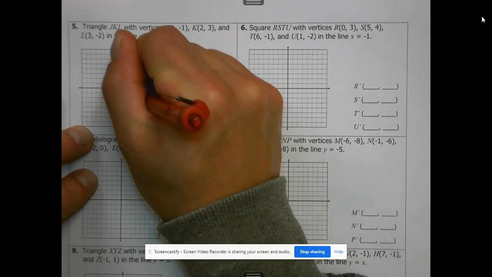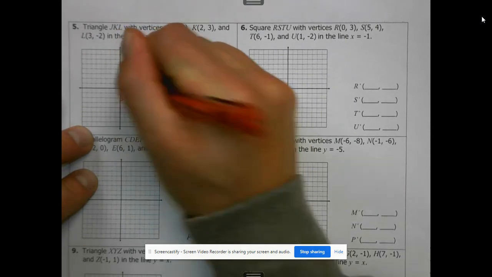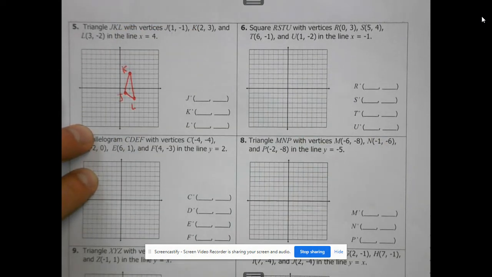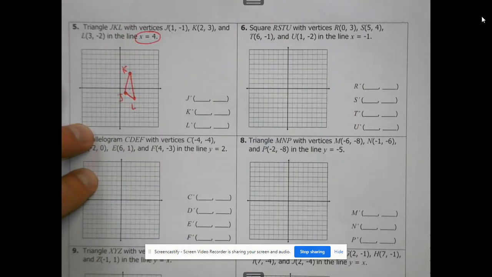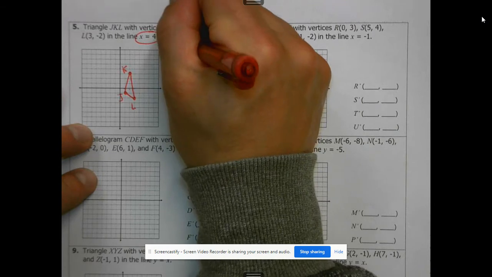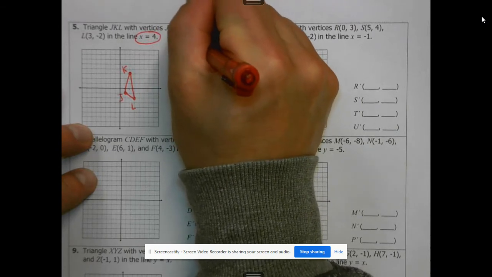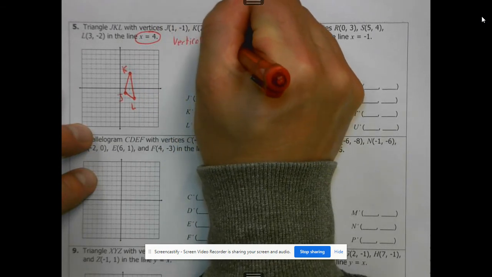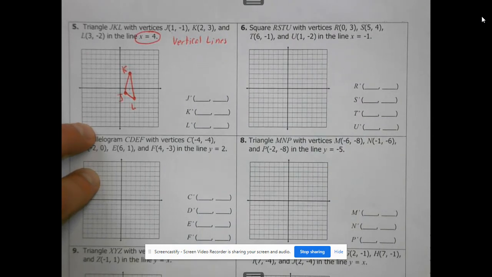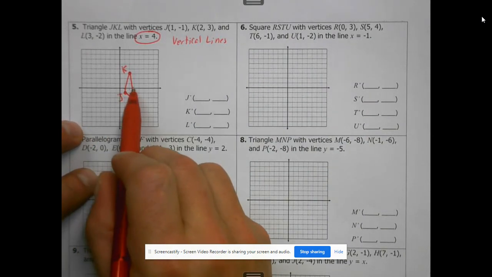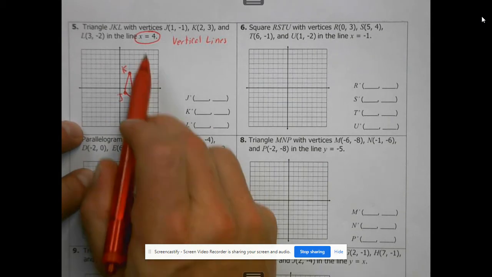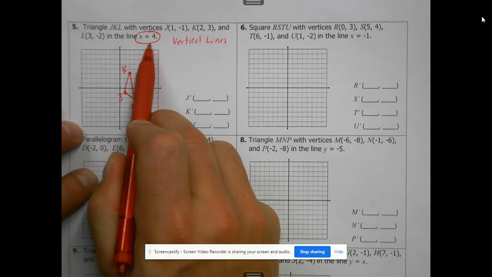And connect your points. All right, next step, figure out where is the line of reflection. In this case, it's x equals 4. X equals a number is going to be a vertical line. Make sure you write that in your notes. So on the x-axis at 4, we're going to have a vertical line. Just remember, x equals a number is always going to be a vertical line.